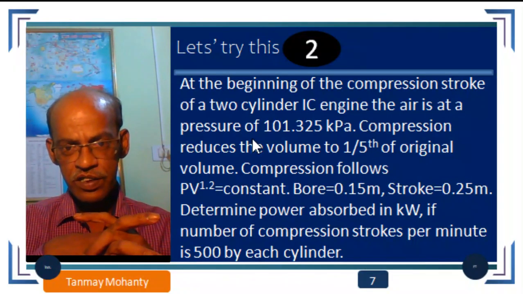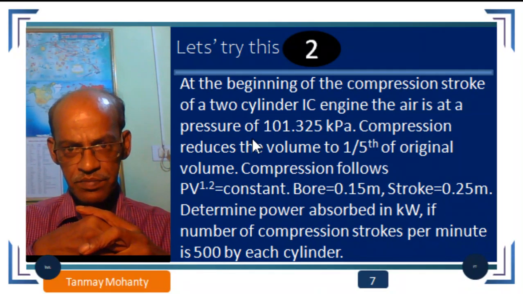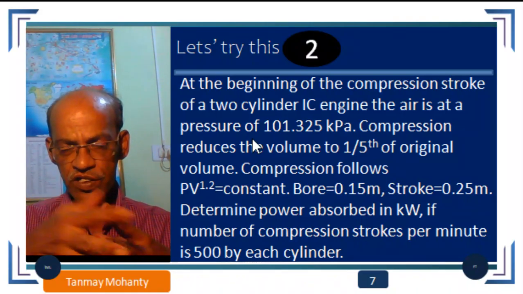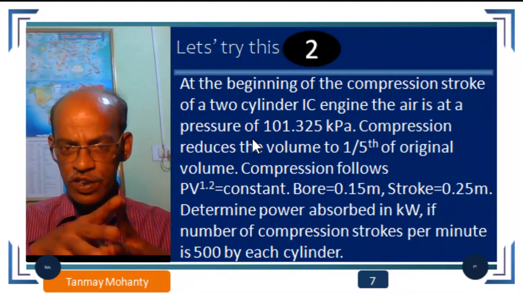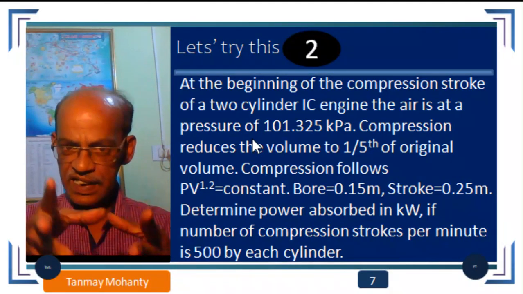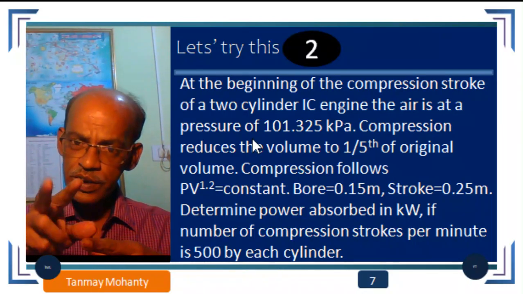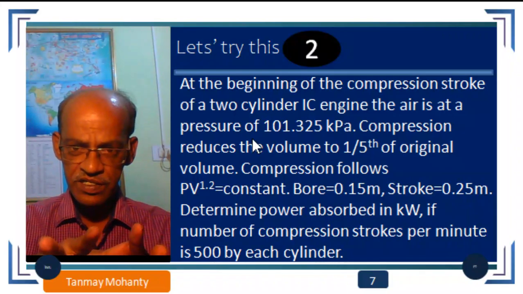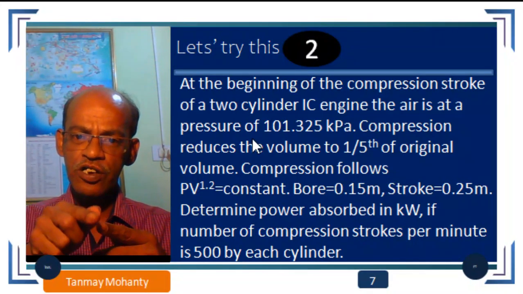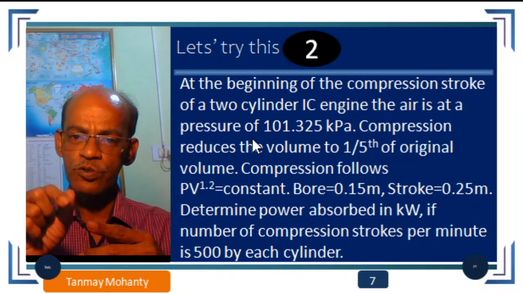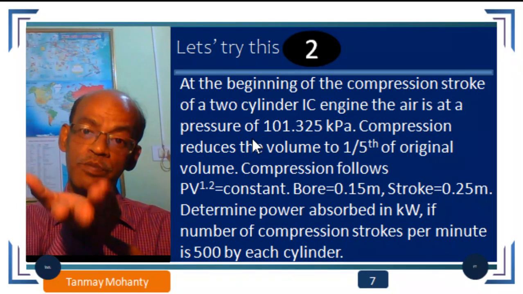If you know the Maruti 800 or Alto, this is a 3-cylinder engine. In other cars, say Toyota or even Volkswagen, those are 4-cylinder engines. There are 6-cylinder engines in locomotives also. Okay. So we are talking about a 2-cylinder engine. The air is at a pressure of 101.325 kilopascal. This is the pressure at the beginning of the compression stroke.